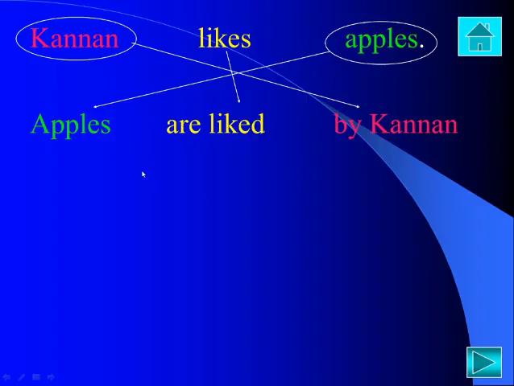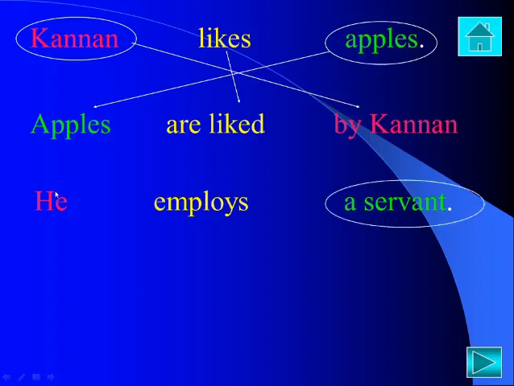Okay, so next one, he employs a servant. He employs a servant. What will happen here? A servant should come here, the object should come here, and a little bit of change will be there. He will become him. Okay, a servant, we have just taken this word and it is coming here. Since this one is a servant, not servants, then what will be here? Is or are?